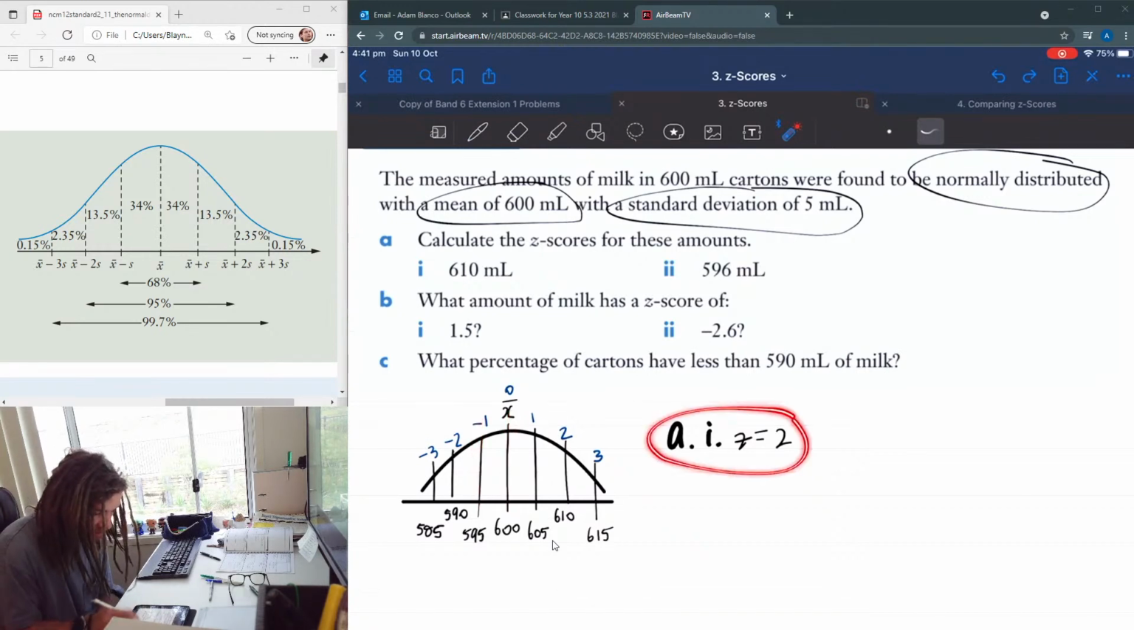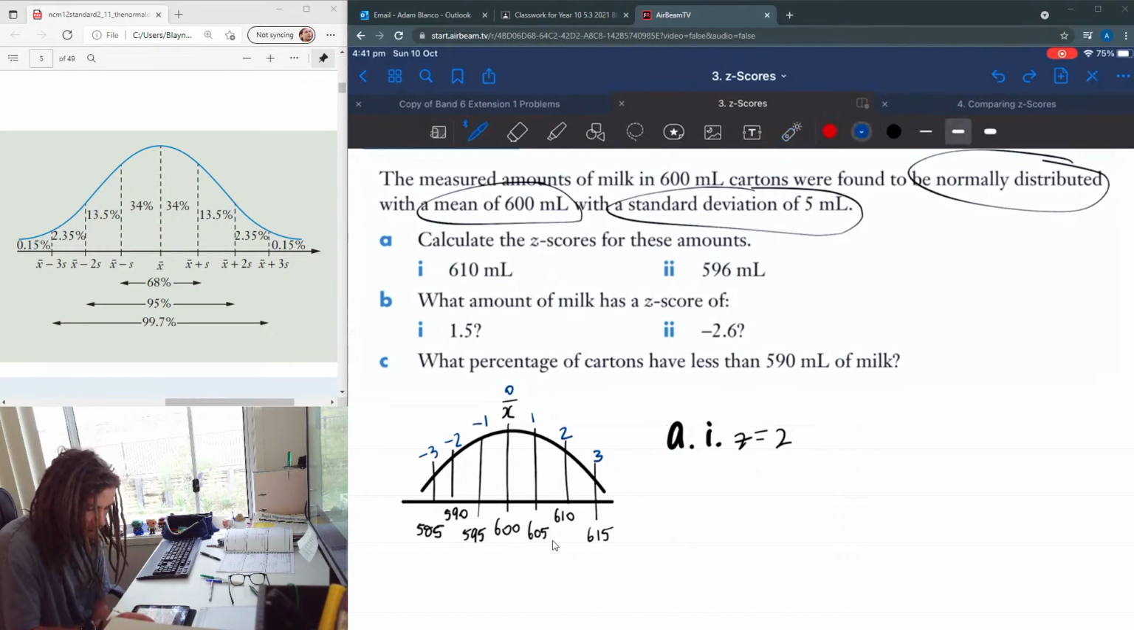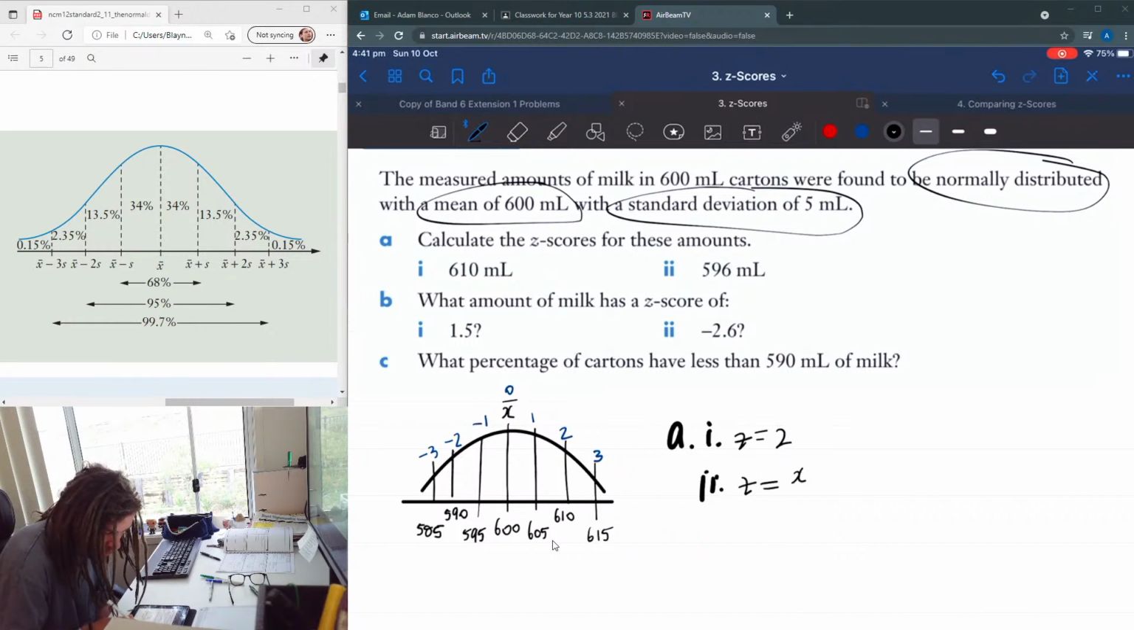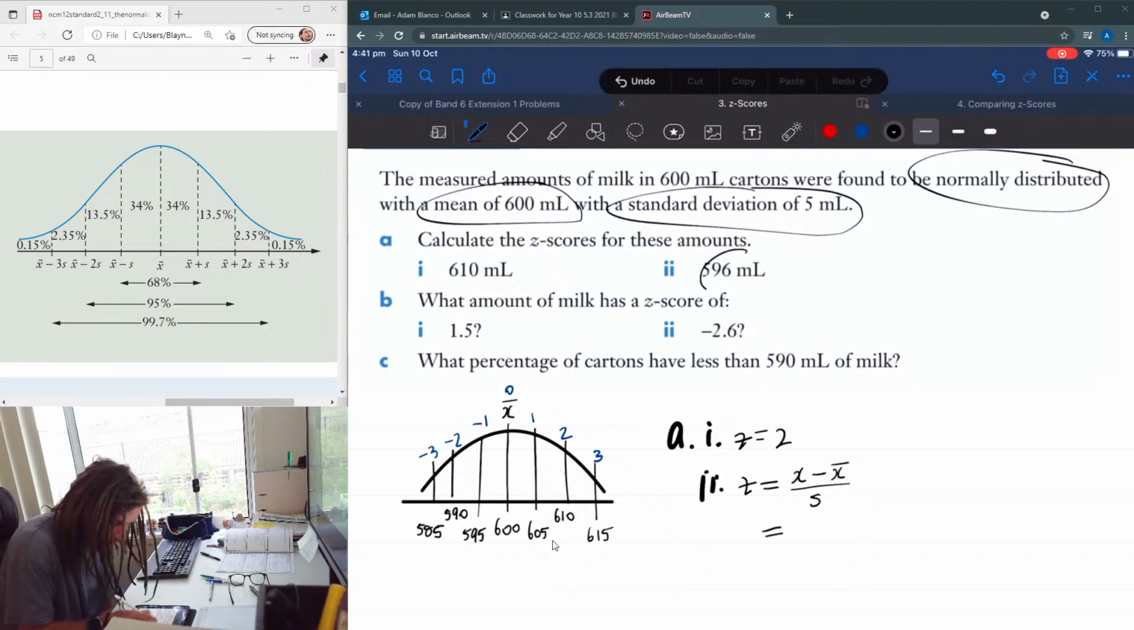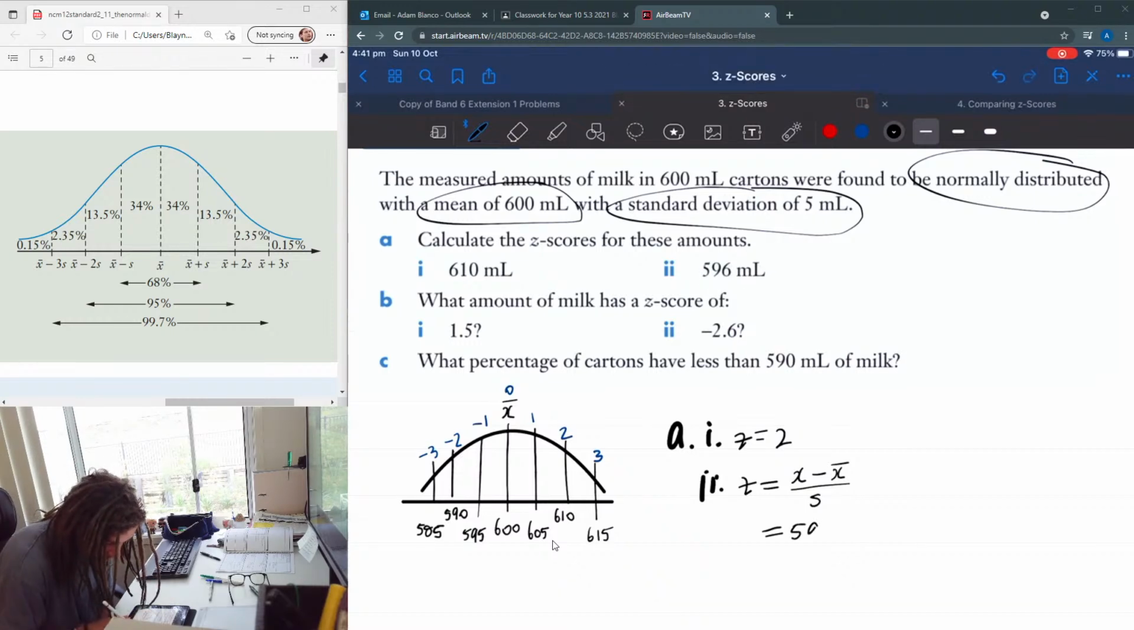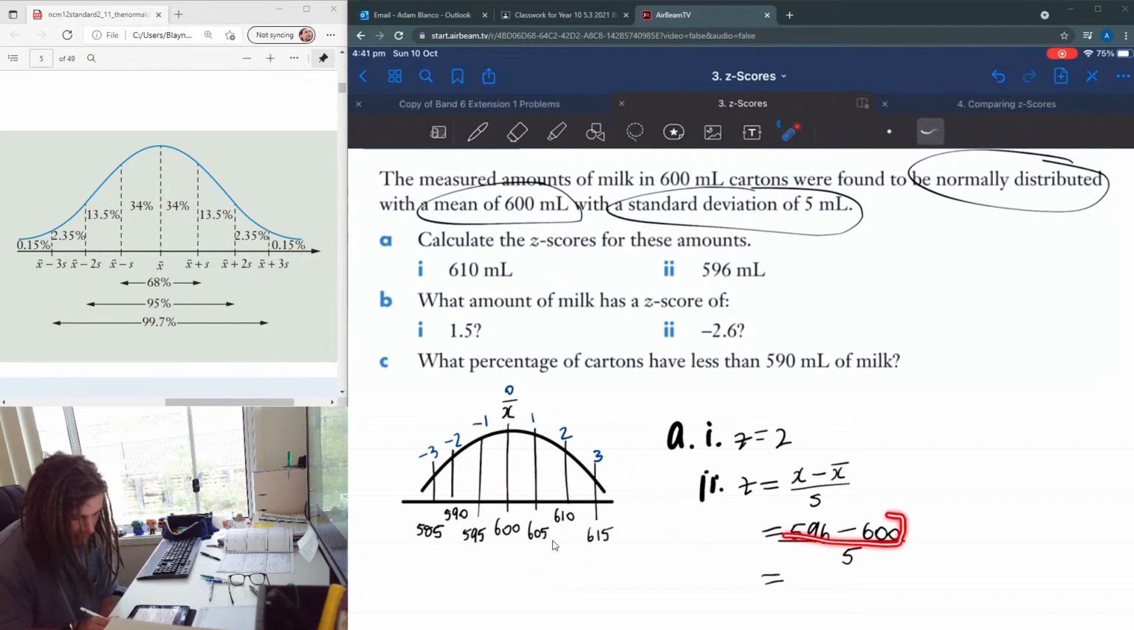I can use the formula to work this out and verify. The Z score is equal to your score minus the mean, divided by the standard deviation. So my score is 596, take away the mean, 600, and divide by the standard deviation, which is 5. Now just think about this: this subtraction is going to produce a negative value, which is what I want, because I know my value here is a negative Z score, so that's a good thing.